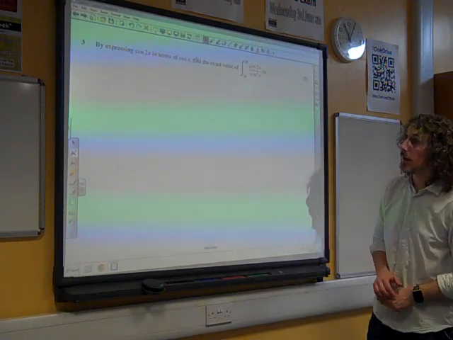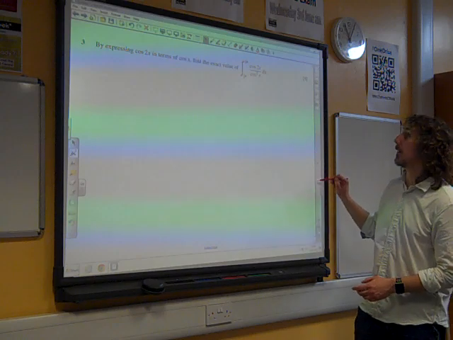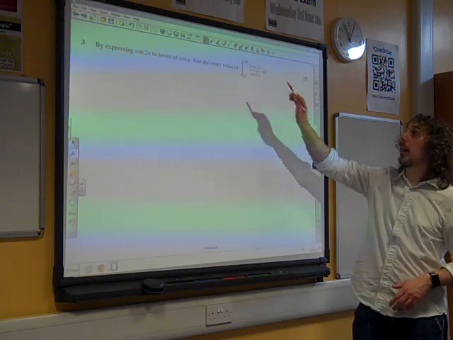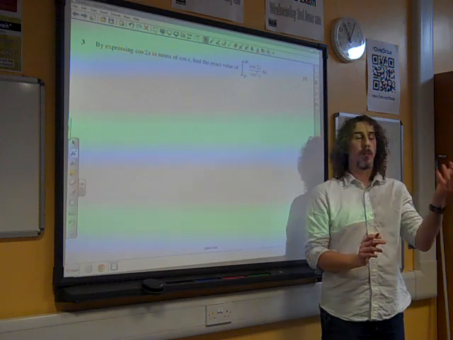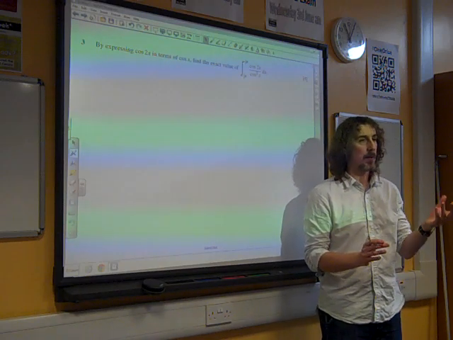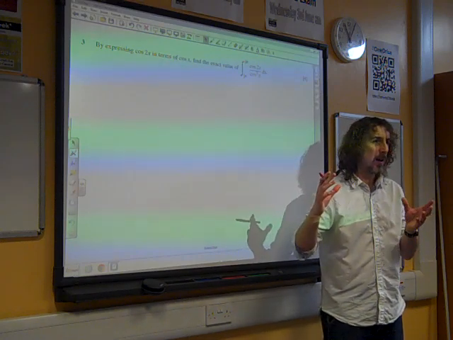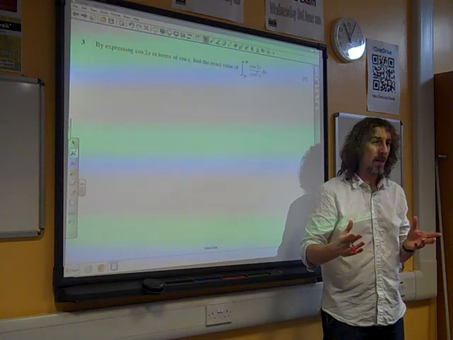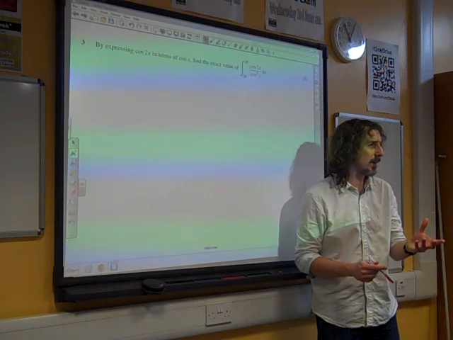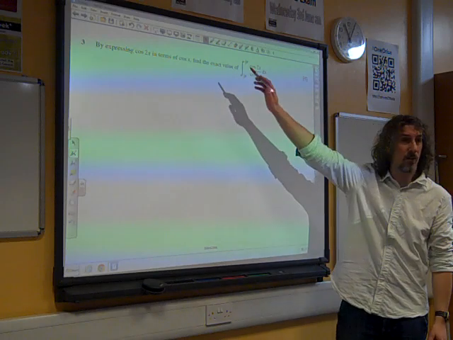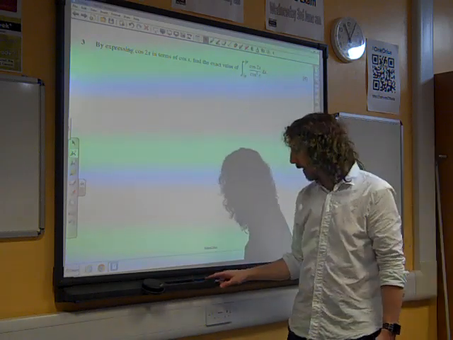Okay, so question 3. By expressing cos 2x in terms of cos x, find the exact value of that expression there. It is interesting that we sometimes think of the modules as being separate, core 1, 2, 3 and 4, but they're really not. Everything links in together. We're in core 4, and core 3 was all about trig identities, but we start off by having to do a kind of classic core 3 trig identity thing.